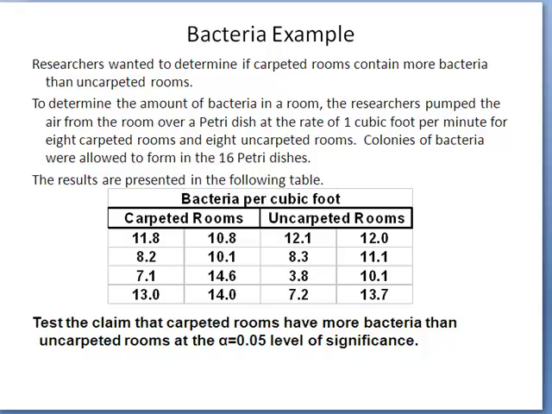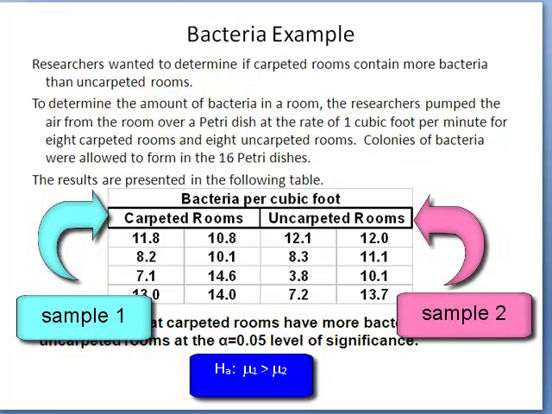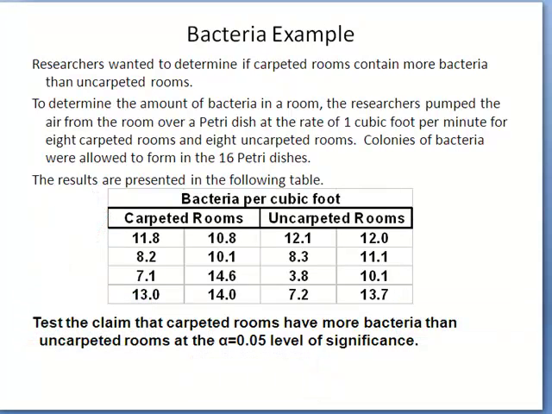We want to test the claim that carpeted rooms have more bacteria than uncarpeted rooms at a 0.05 level of significance. Now here's where two sample problems and one sample problems differ. We have to be very careful how we state our null and alternative hypothesis, so that we keep our data consistent. If I call carpeted rooms my first sample, I would have mu1 greater than mu2. But if I had uncarpeted rooms as my first sample and carpeted rooms as my second sample, I would say mu1 is less than mu2, because if mu1 is uncarpeted rooms, we would say it has less bacteria than carpeted rooms, which is now called mu2.